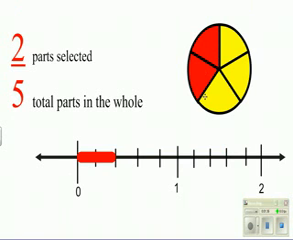This circle is divided up into 5 parts, 5 parts in the total, and 2 are selected. Looking at the number line, you can see there's been 2 parts selected, and if you count 1, 2, 3, 4, 5, there are 5 divisions here in one whole.